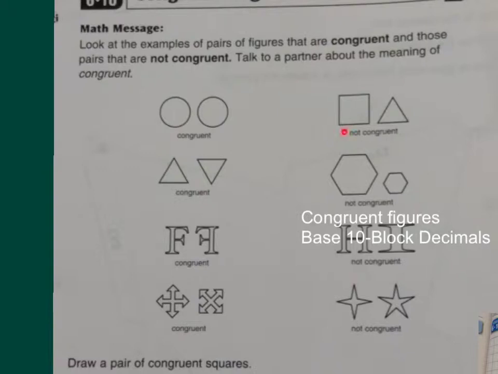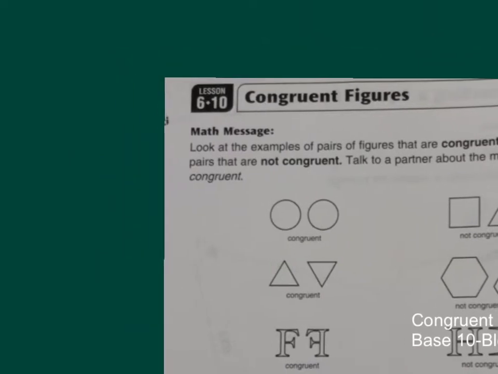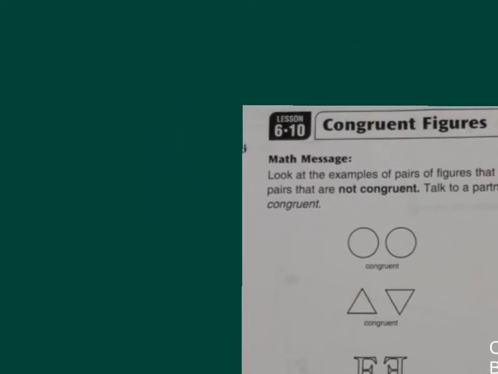Now look at these two. Are these two the same shape? Are they the same size? No, so they would be not congruent. The same is with this one. There's two triangles. Now, even though they are flipped upside down, they are still congruent because they have the same size and the same shape.